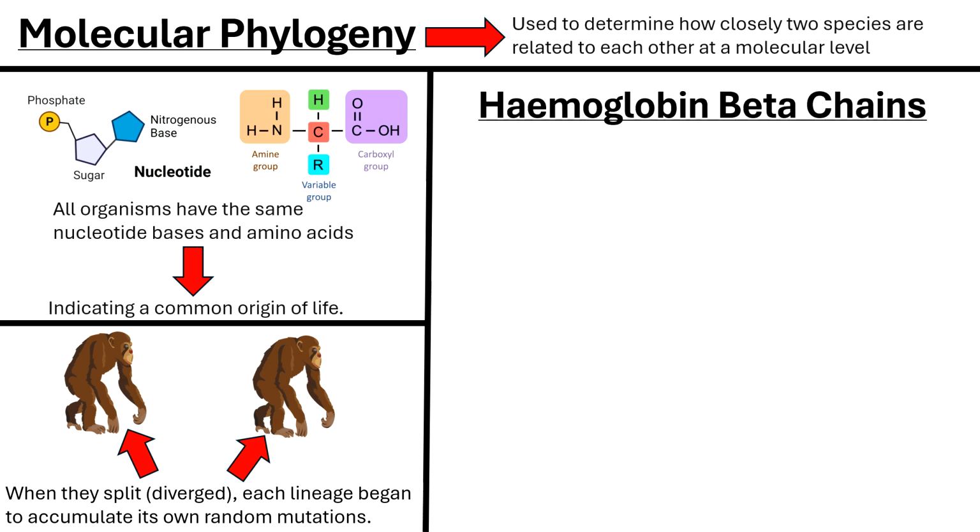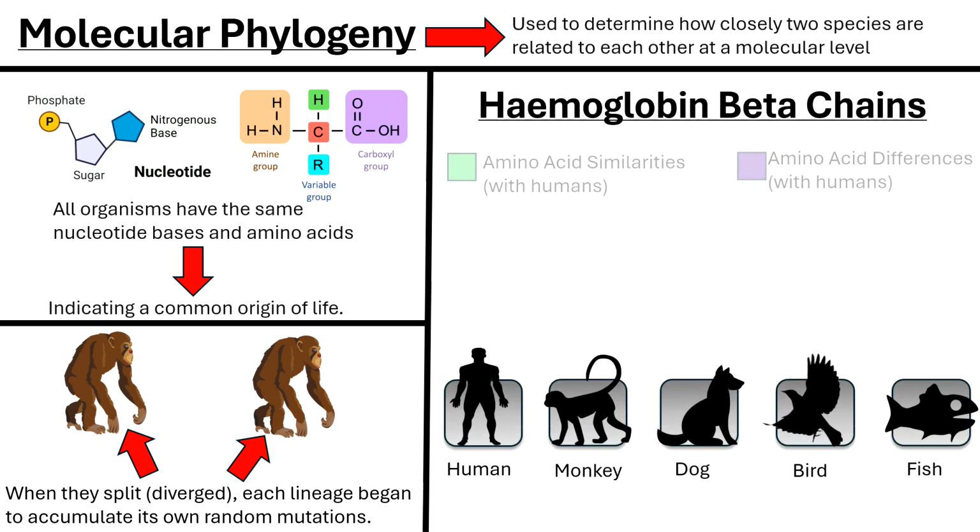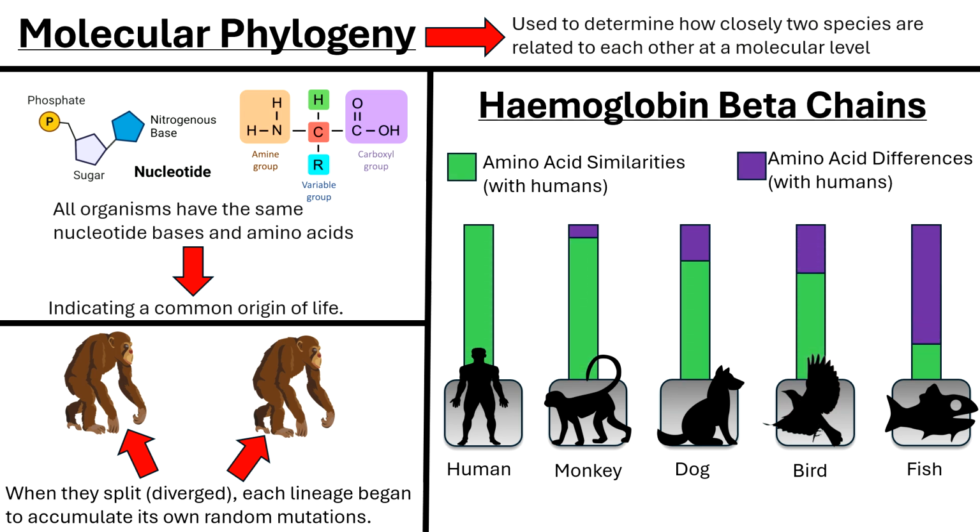So this is a hemoglobin beta chain comparing different species and their amino acid similarities and differences with humans. So we'll see that monkeys have the most similarities and the least differences. Then it's dogs, birds, and fish.